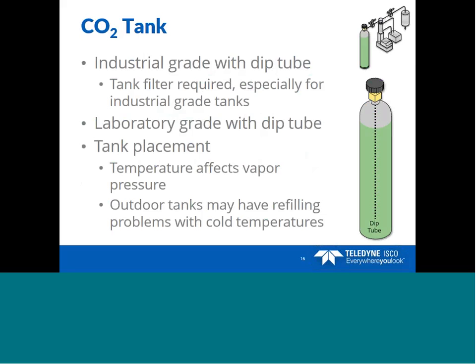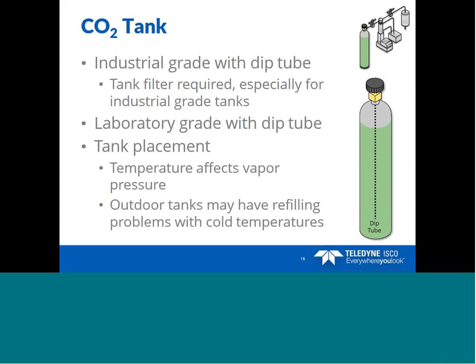The CO2 tank is usually an industrial grade tank with a dip tube. The dip tube draws fluid from the bottom of the tank to ensure supply of liquefied CO2. The tank filter is required, especially for industrial grade tanks, to prevent plugging of the restrictor. Industrial grade tanks often have debris in the tank, which can flow out of the tank and then plug the system. We also have a laboratory grade tank with a dip tube. The laboratory grade tanks typically have cleaner CO2.